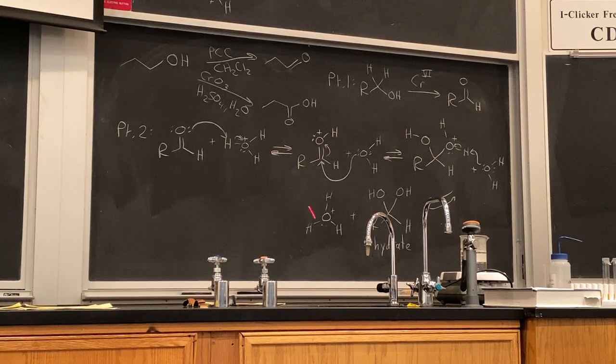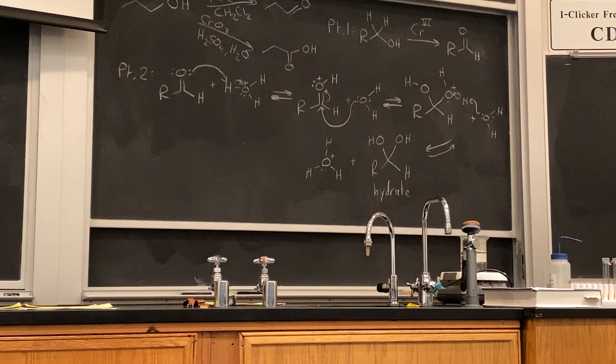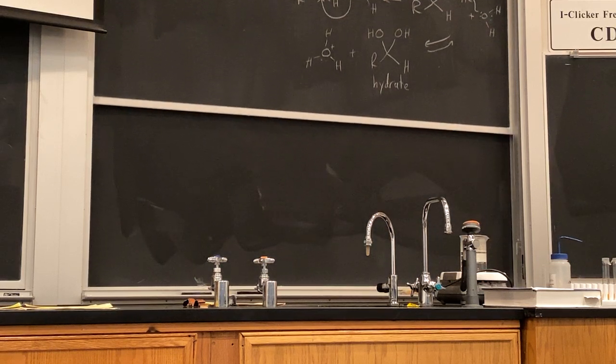So I've drawn equilibrium arrows for you. And in the vast majority of cases, this equilibrium is unfavorable. The aldehyde is usually more stable than the hydrate. So you're typically only going to obtain 1% or less of the hydrate. But that's all we need because the third part of the mechanism is going to be irreversible.